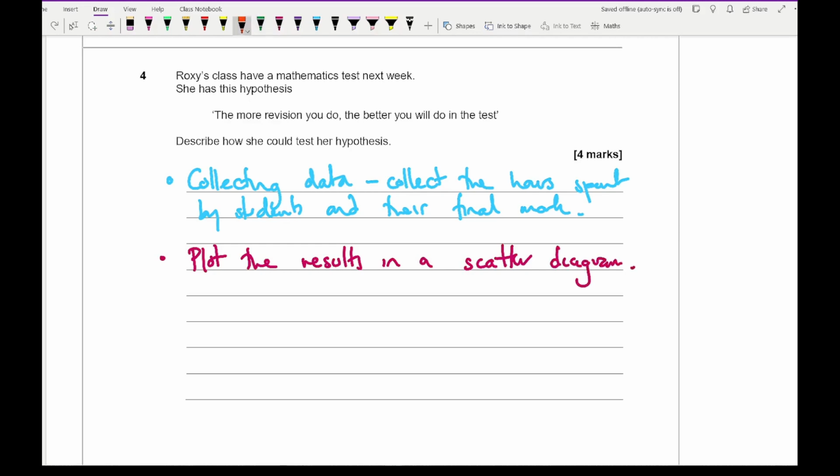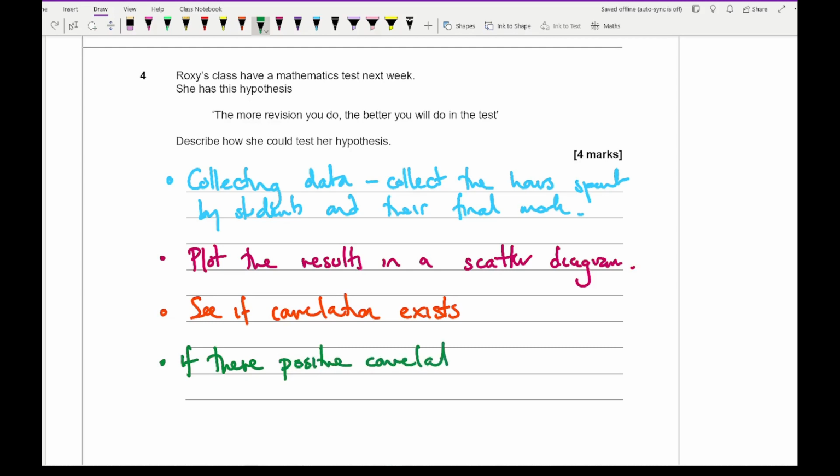And then for the third one, you would say, well, what are you looking for? So what you're going to do is you're going to see if correlation exists. And so something along those lines to check if there is correlation. And then your final mark would be is how to prove whether the hypothesis is true. So if there is positive correlation, then Roxy's hypothesis is true. So something along those lines would be absolutely fine.